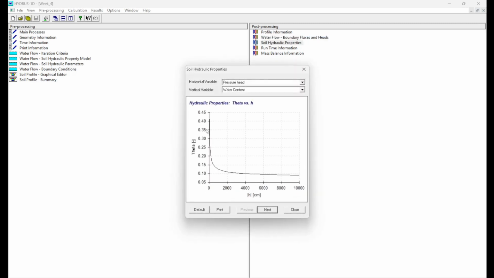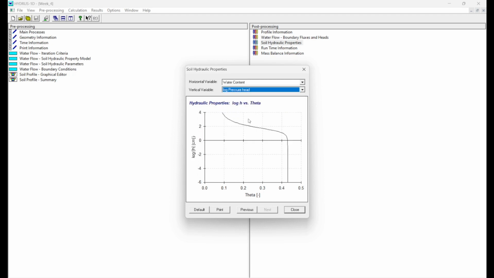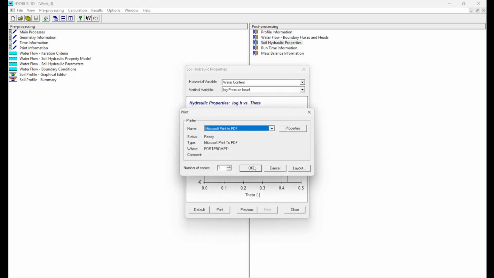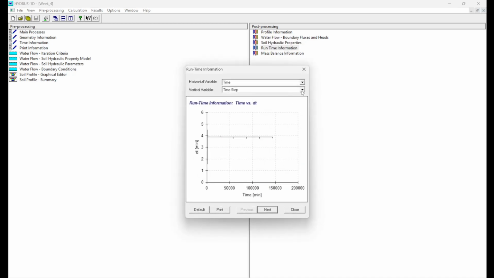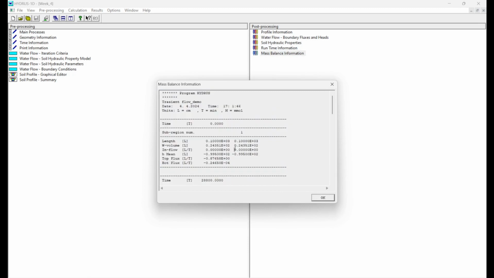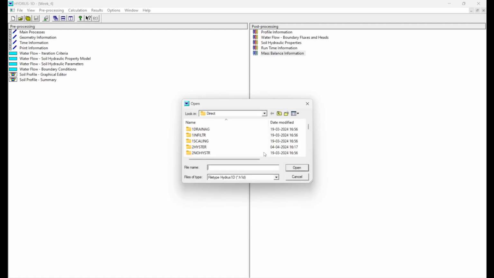The hydraulic conductivity property, the theta versus H plot is here. So the theta is decreasing as this H is increasing, H in centimeter. Here also you can change the variable, the water content versus hydraulic conductivity, effective water content, log pressure, etc. And you can export this into a PDF, and then the runtime information file is also big to display. Mass balance information is here. These are the information which we actually get.